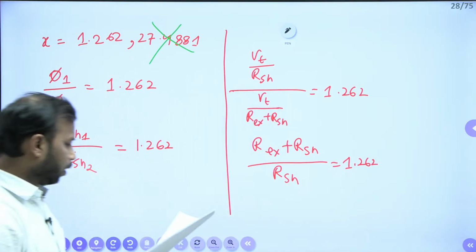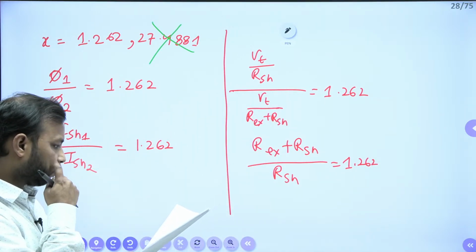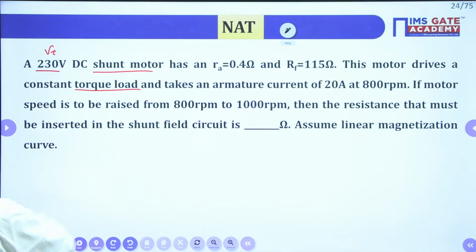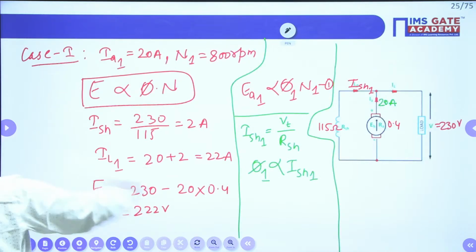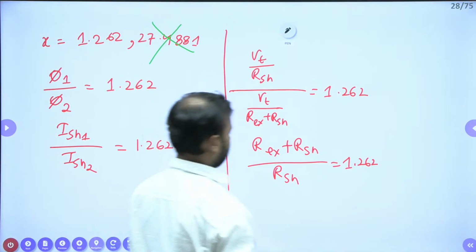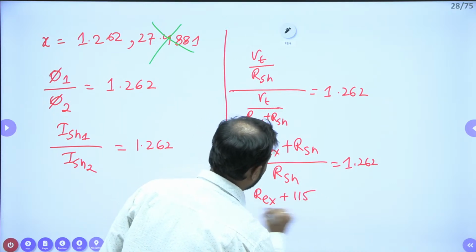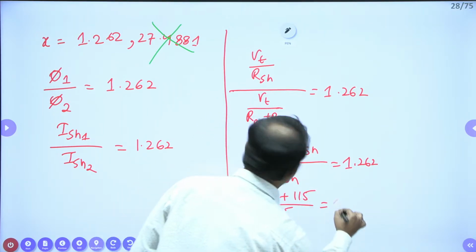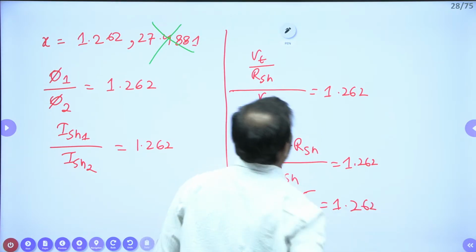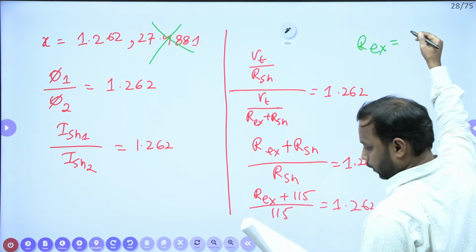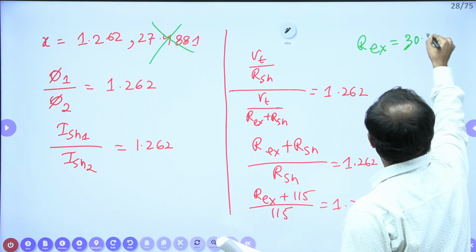RSH is given as 115. So (R external plus 115) divided by 115 is 1.262. When you solve this, you get the R external value as, let me write it directly, 30.13.